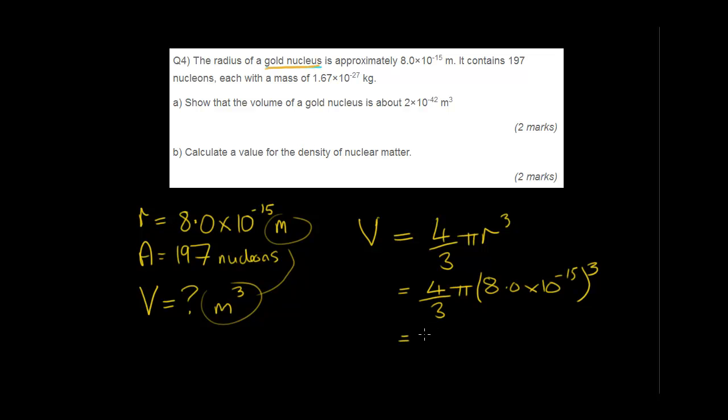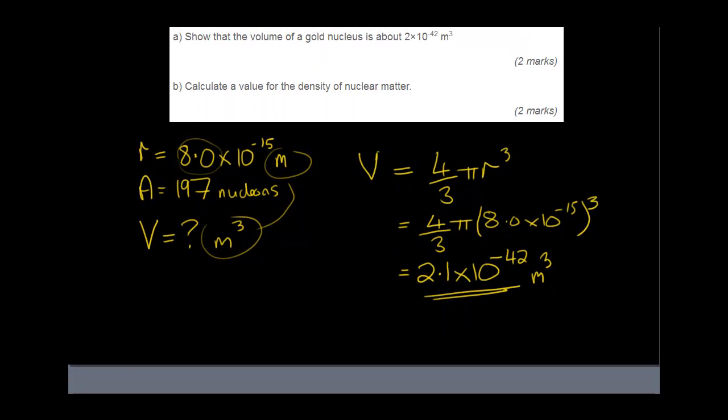And we get a rather small volume, 2.1 times 10 to the minus 42 meters cubed. I'm going to go to two significant figures, as a rule of thumb, because that was the starting data we were given. A bit on the small side, I think you would agree. But that's what a nucleus is. It's a tiny, tiny, tiny thing.